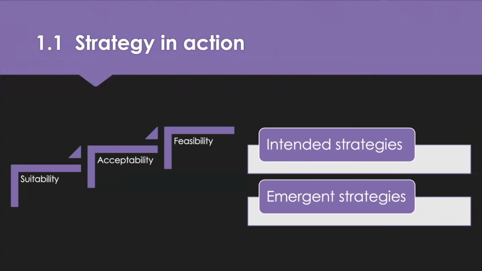Emergent strategies, on the other hand, are strategies that develop as a result of decisions made within an organisation over a period of time. They can be organic and develop as part of an organisation's previous decisions and in response to marketplace factors.